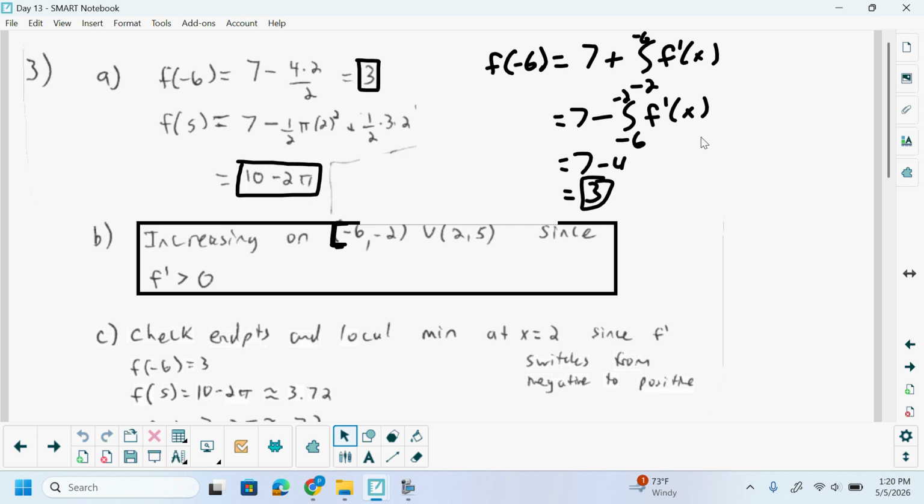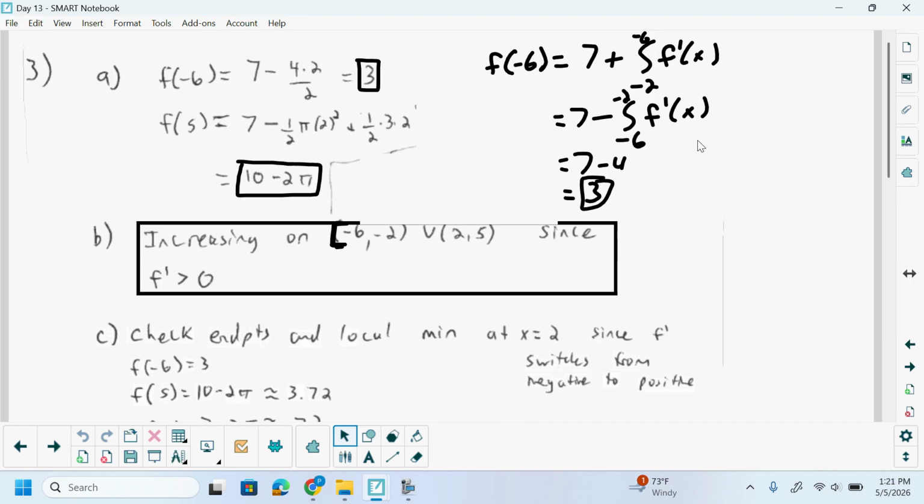On part B, if we want increasing, we want to look where f prime is positive. So that would be inclusive at negative 6 going to negative 2. We're including the negative 6 because at the point negative 6 it is above the x-axis in the derivative. And then we have also 2 to 5 as well. And again, that's since f prime is positive.